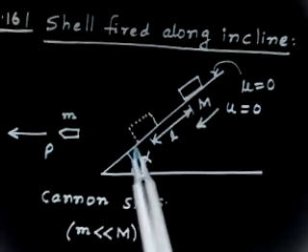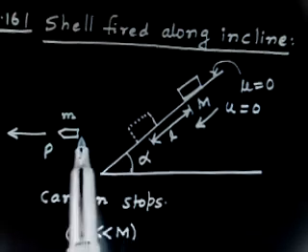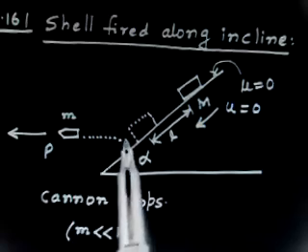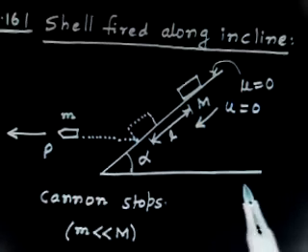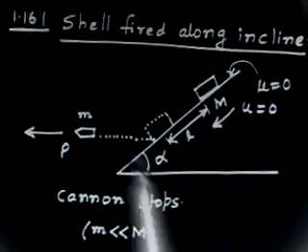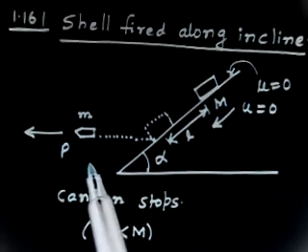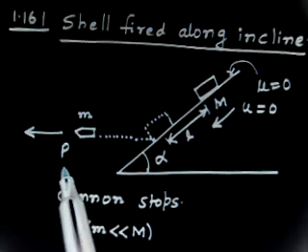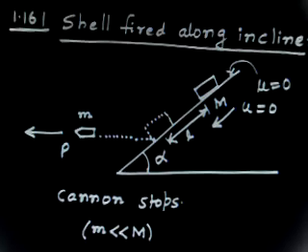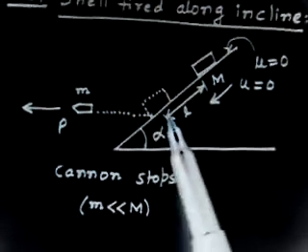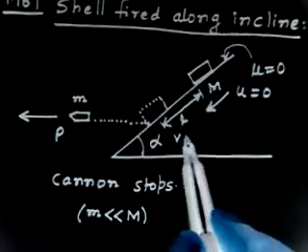So there is a shell that has been fired and this goes in the horizontal direction. Let us say mass of the shell is small m and the momentum by which this is going, that is p, is given to you. As a consequence, the cannon stops. So now the cannon stops here, so velocity of the cannon here is again 0.